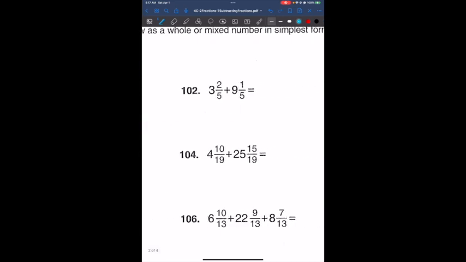Then for problem 102, again, we're going to add the whole numbers together. That gives us 12. And adding the fractions together, that gives us 3 over 5. So we have 12 and 3/5.